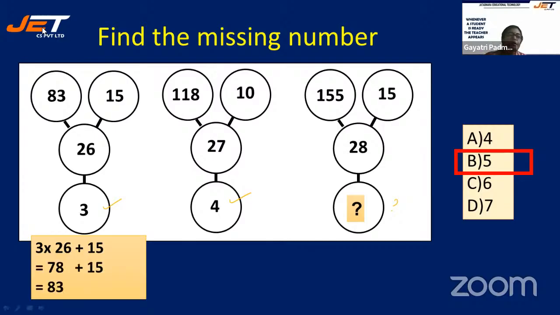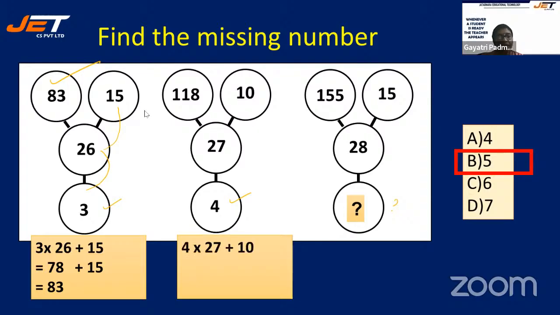How are you getting 83? That is the thing that you should understand. You are taking 3 multiplied by 26, and if you add 15, you get 83. Right, see the next one. You are taking 4 into 27, and if you add 10, you are getting 118. So similarly, whatever number your question mark into 28 plus 6.